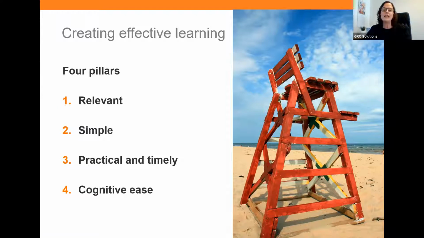So the first one, I've already mentioned it, is relevance. Is it relevant? With everything you do, ask yourself, does this person need to know this? Focus on your audience. Do you have a one-size-fits-all, or do you have role-specific? So role-specific means creating relevant training. Making content interesting deals with employee backlash.